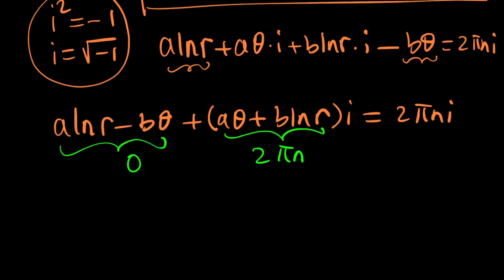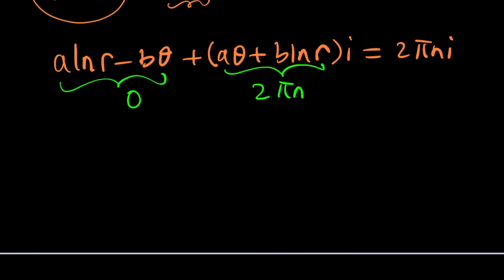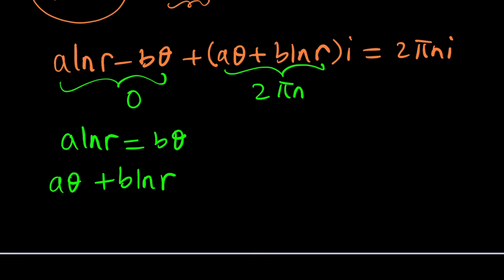So from here, we get a system of equations. How nice, right? No, not really, because we have a lot of variables. But don't worry, we're going to look at some interesting scenarios. So first of all, this gives us a ln r equals b theta. Great. And then the second equation gives us a theta plus b ln r is equal to 2 pi n. N is an integer. Again, let me repeat that. So it can be many things.